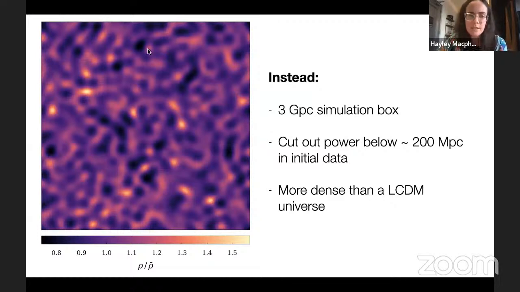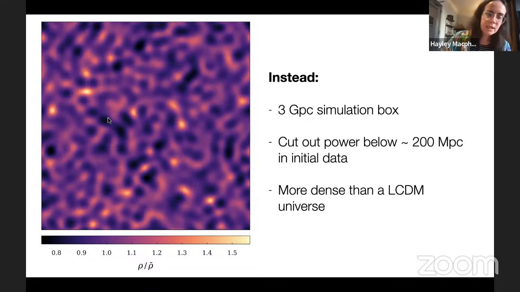So in particular, this is the simulation, and this is all preliminary. This is stuff that I'm still investigating, so take it with a small grain of salt. But this is a simulation that's 3 gigaparsec on a side. And in the initial data, I've cut out all power beneath 200 megaparsec, but we do form small scale structures later on. And so we did the same process here.